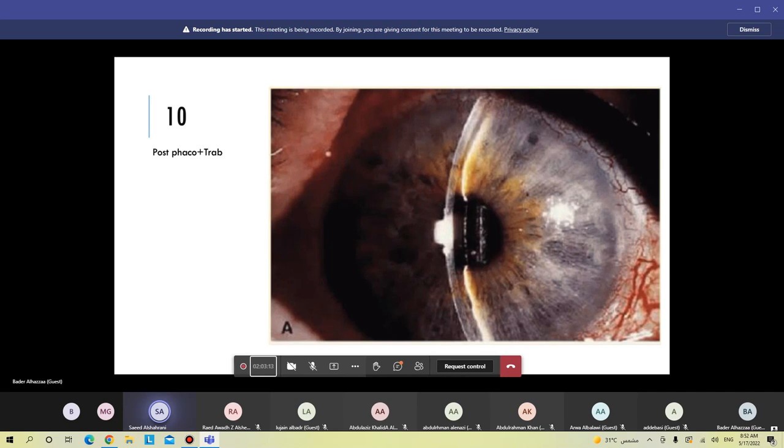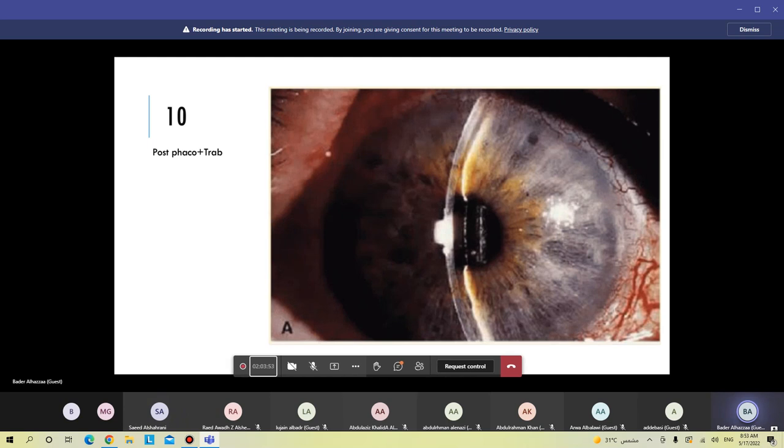Okay, but you can see the AC. What is striking here? The AC is very shallow. Yes, and the pressure is high. What are the differentials here? Failure. No, failure. You have shallow AC and failure. It's a recent post-op, like 2 days or 3 days. Okay, could be a pupil block. Okay, this is one.